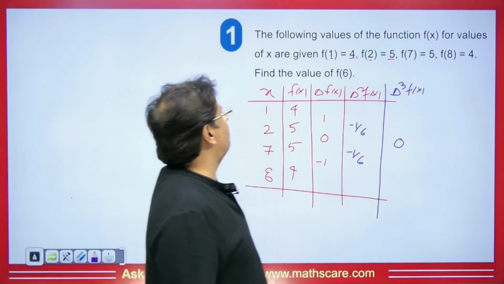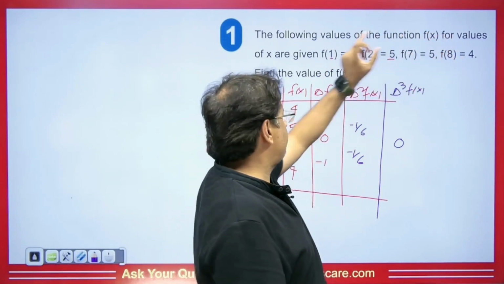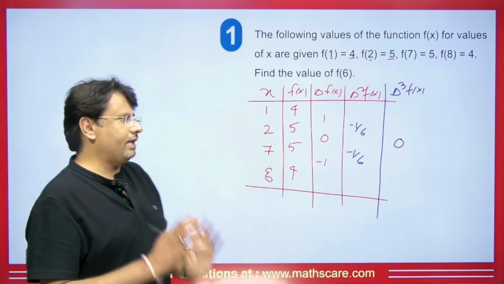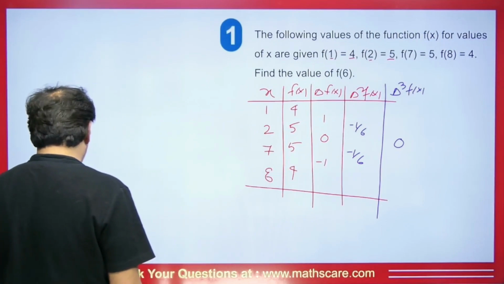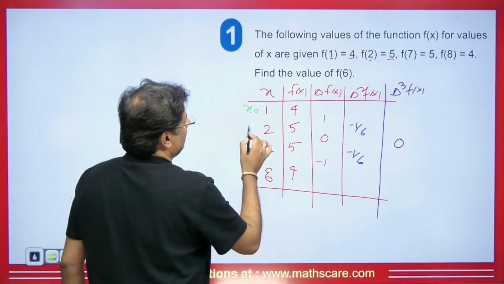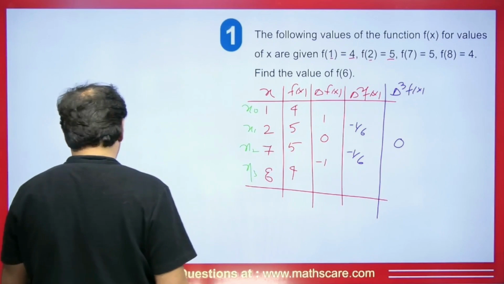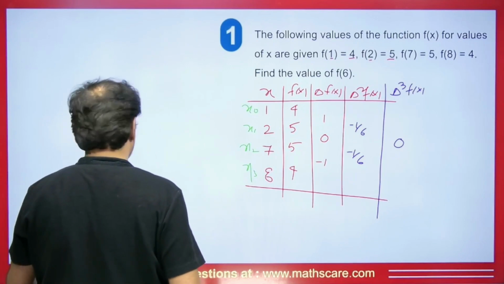What is being asked here? Find the value of fx. First, we have to find the polynomial. You are asked to find the value of f6. What we do is we apply the formula. Before applying the formula, I want to tell you that this is what we have. This is x0, this is x1, this is x2, and this is x3. What is the formula that we have? We need to understand the formula.